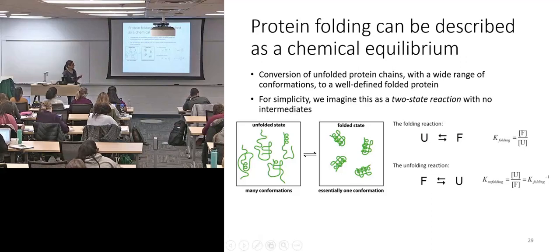Okay? Alternatively, the unfolding reaction would be going from folded to unfolded. K for unfolding, really pay attention to your subscripts or what you're being asked for here, would be the concentration unfolded over folded. It's also 1 over K folding. Okay?